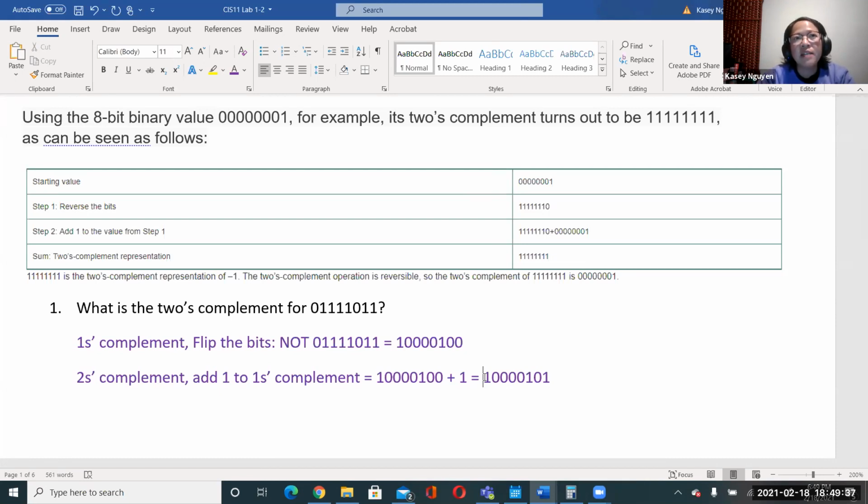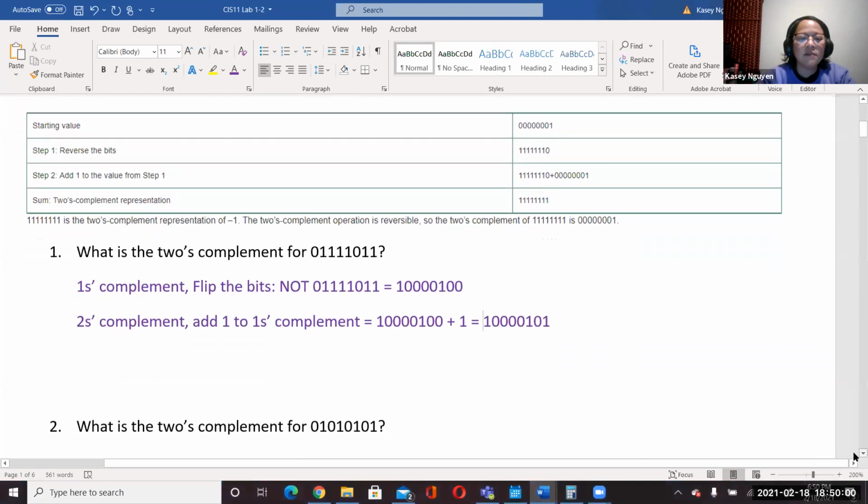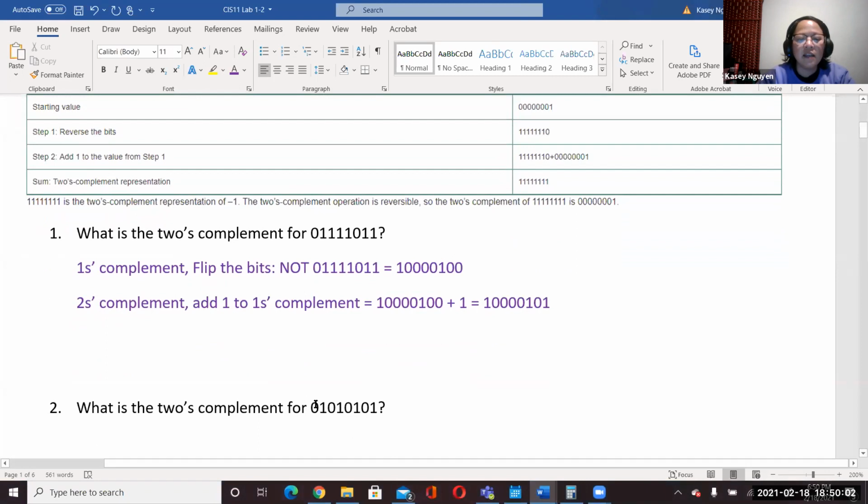So remember the steps. You will be asked to do 2's complement for the quiz and exam. Start with the value, flip the bits, plus the 1, and you have the output. Okay, next one, you can try that one. This one's easy. NOT it and then add 1. When you NOT it, it's going to become 1 0 1 0 1 0 1 0, plus the 1. That just adds the 1 to the end, and that takes care of it.